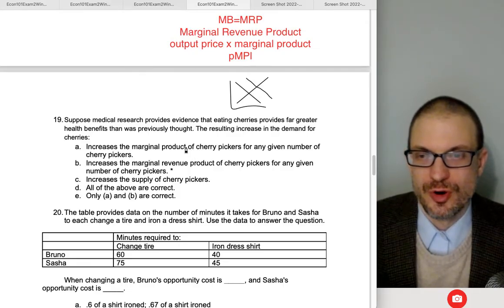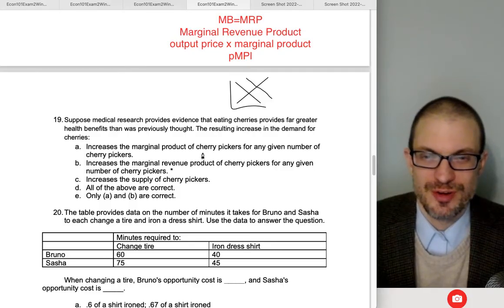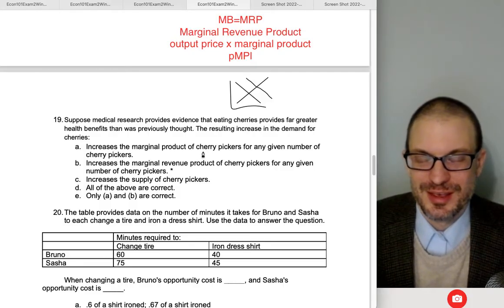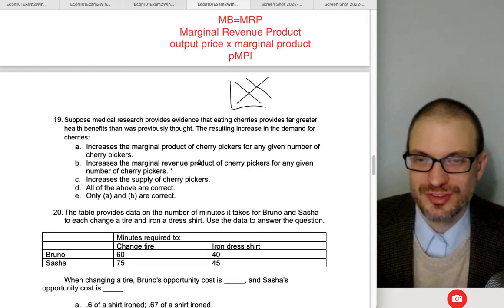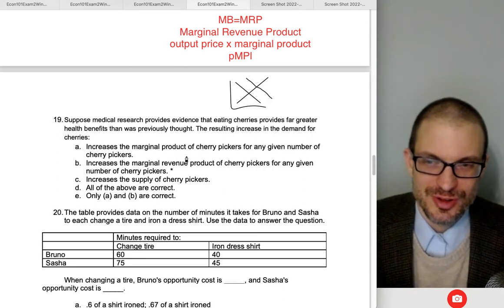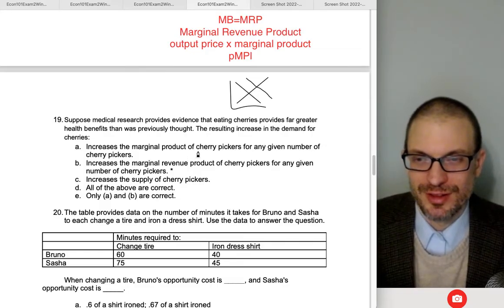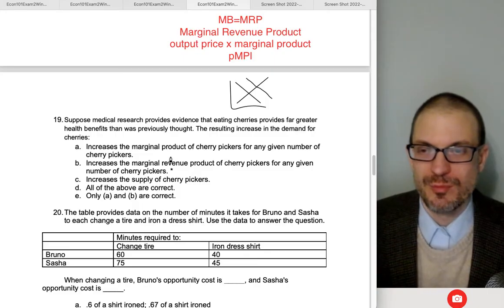So northern Michigan's big for picking cherries or growing cherries. I don't know what a cherry picker is. I don't know if we're talking about people or if we're talking about those chairlift ladder things. Either way, if we're talking about individuals or if we're talking about the capital, the marginal product is how much additional cherries you get from one more cherry picker.